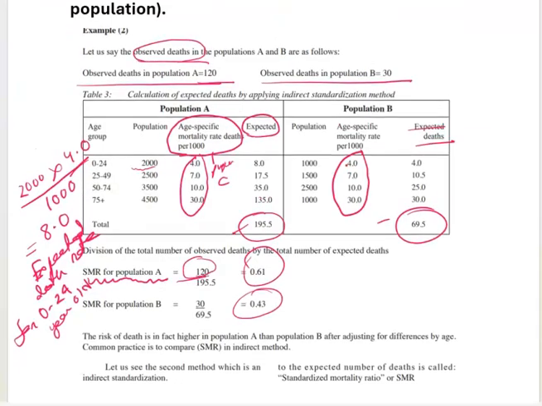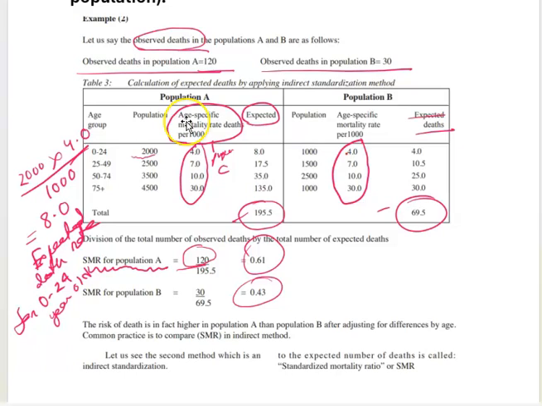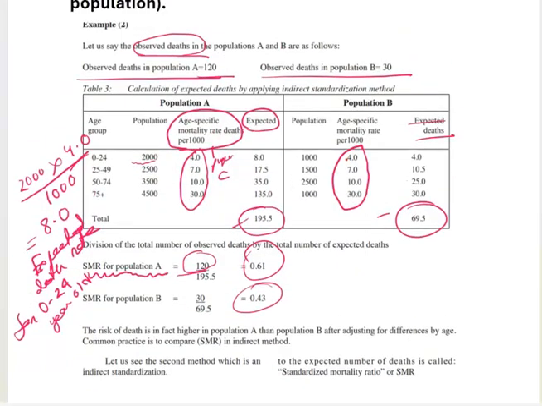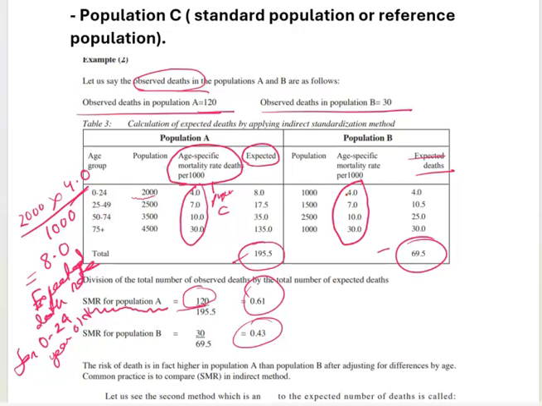After calculating age-adjusted mortality rate, we can compare population A and B. That's our purpose of this discussion today.